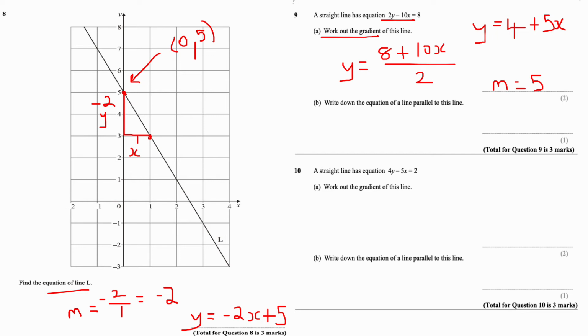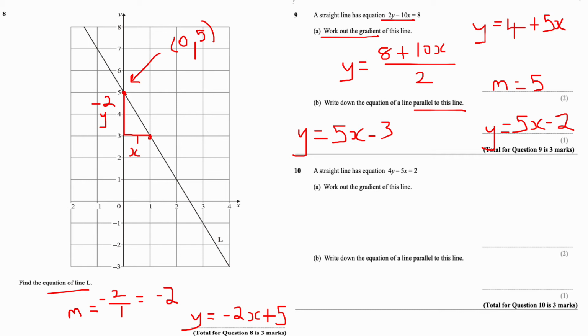Part B, write down the equation of a line parallel to this line. Parallel means the same gradient, so it can be y is equal to 5x, take away 3, let's say, as a random example. So I'm just stressing the fact, guys, that parallel lines have the same gradient. So make sure that you are happy with that, guys.